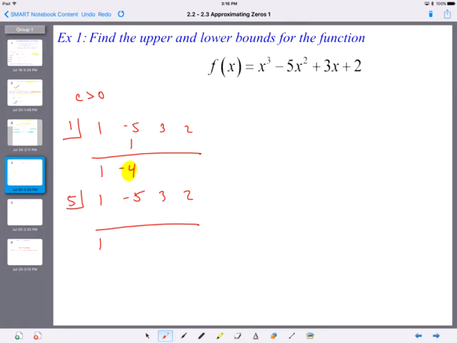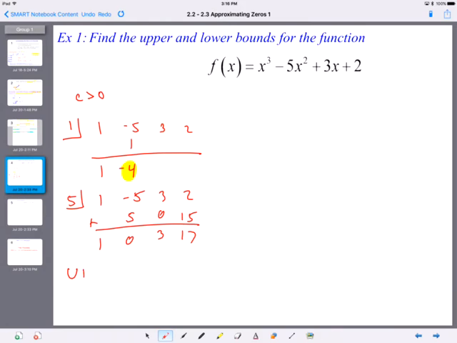So we can actually jump to 5 because we know 5 times 1 is 5. That's going to give us a 0. No number before that's going to work. And now we can continue to see if this works. 5 times 0 is 0. 3 plus 0 is 3. And then 5 times 3 is 15, and you get 17. So it looks like we have all positives or 0 there. So we found the upper bound to be x equals 5.